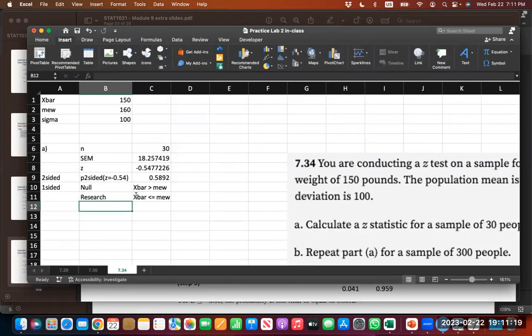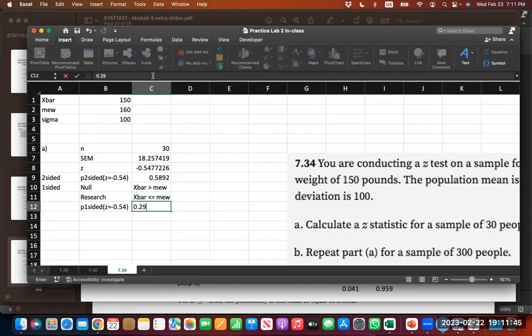We would basically say p one-sided of p one-sided for a set score equals minus 0.54, and that is now 0.2946 because it's everything to the left.